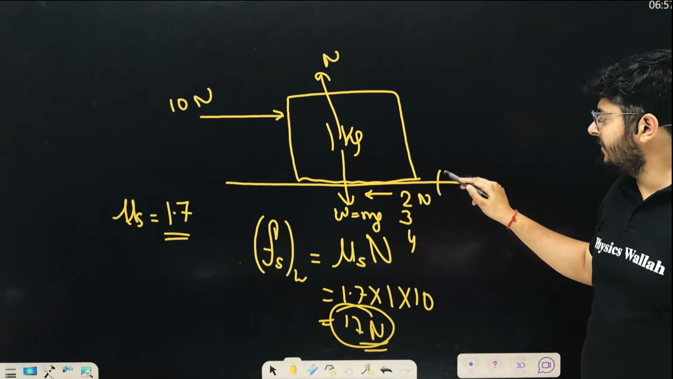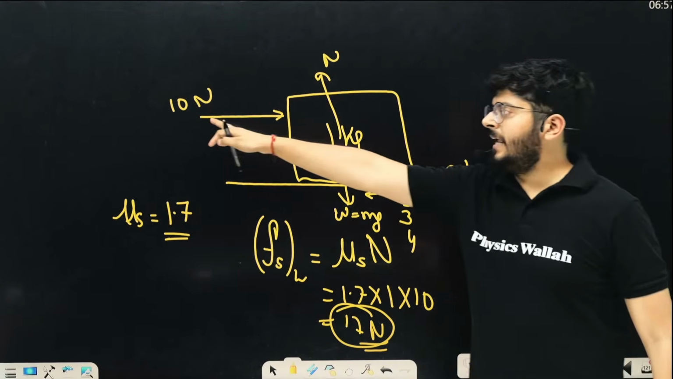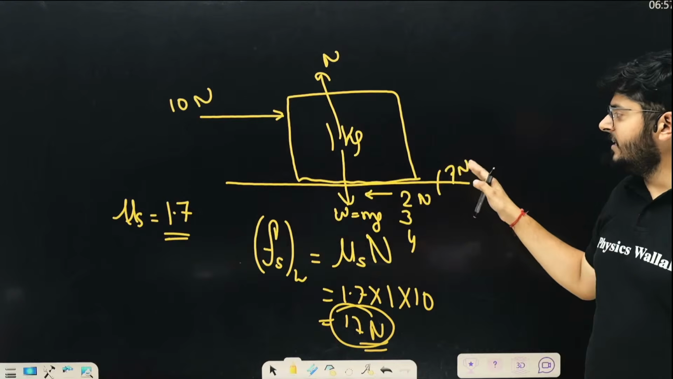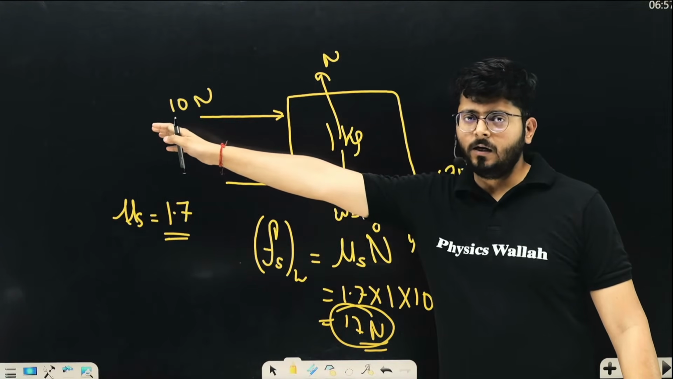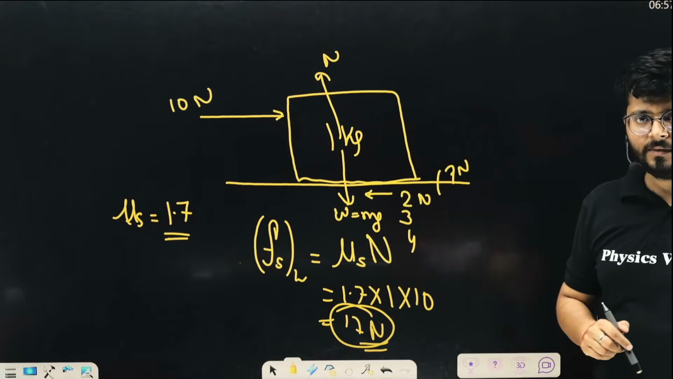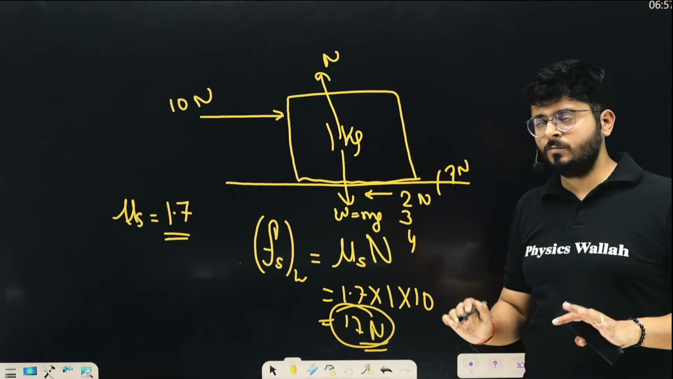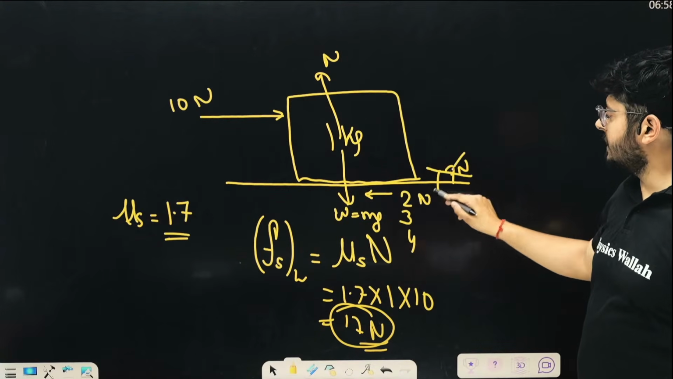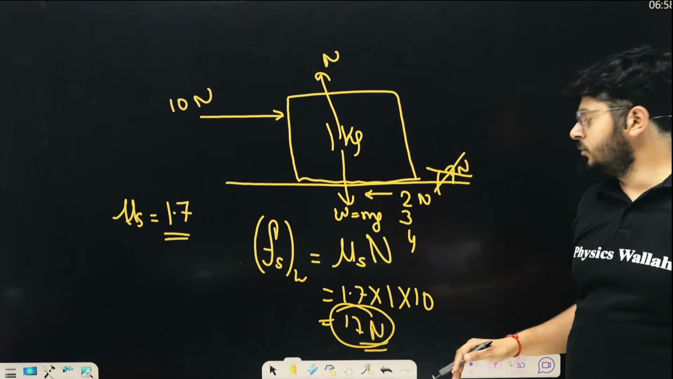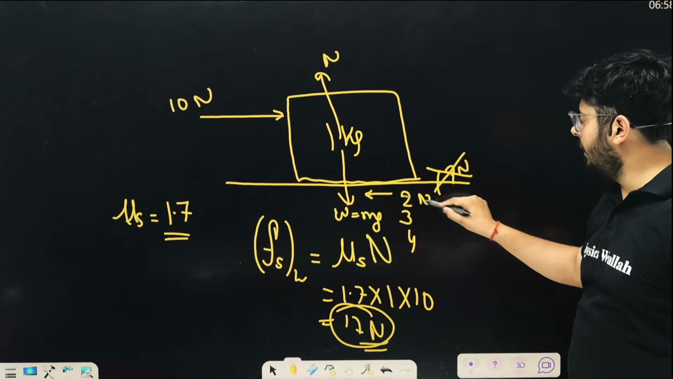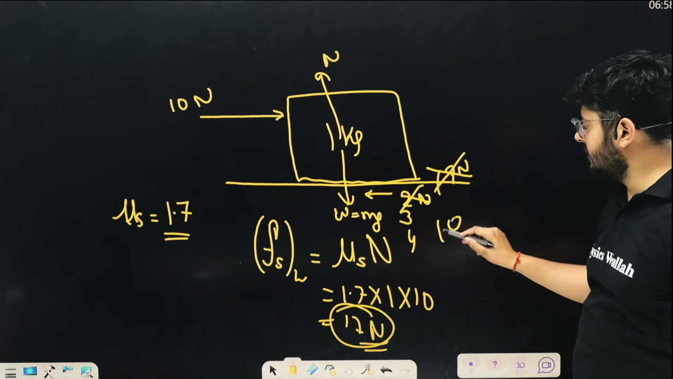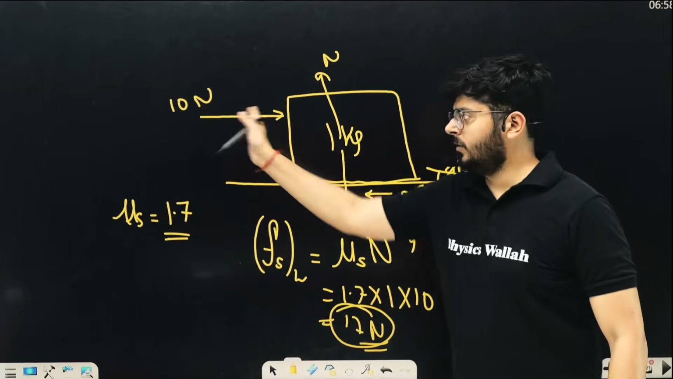Because if all of the 17 Newton will act and you are applying only 10, then effectively 7 Newton of net force will be acting on the body and will move it, which is not possible. The body is moving because of friction. No, it's not possible. So we can say that right now 17 Newton is the maximum possible value, but out of that 17, how much will act? Only 10 is going to act because you are applying 10 on this side, right?